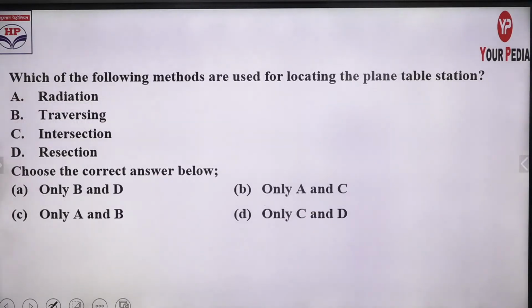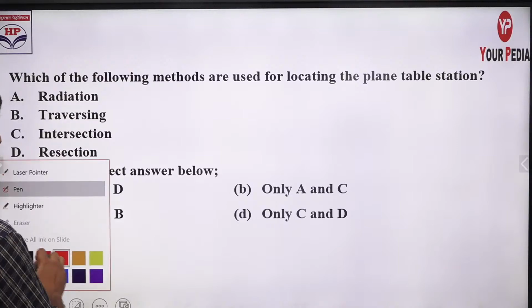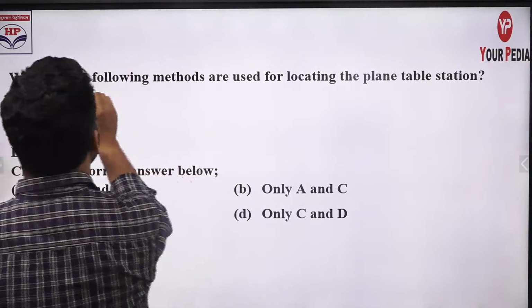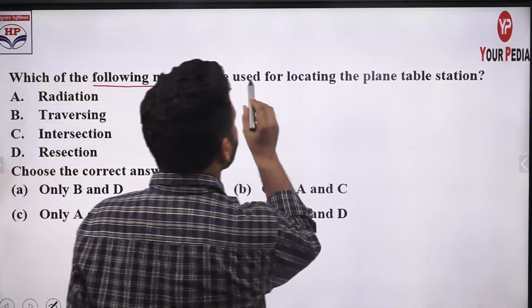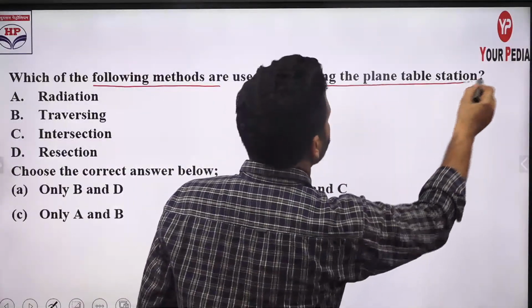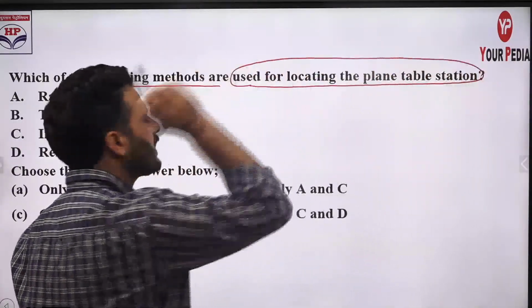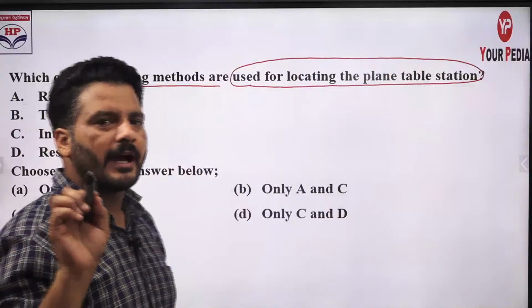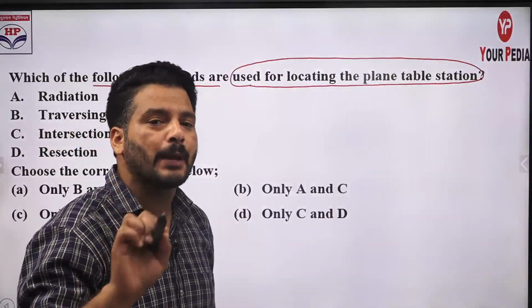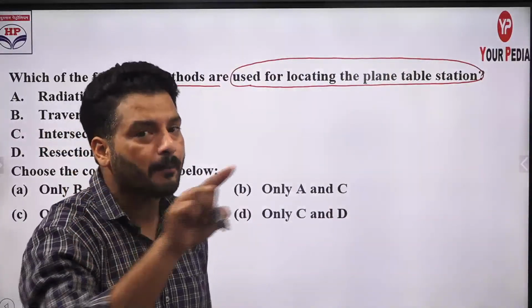So let's proceed to the next question. In the next question, which of the following methods are used for locating the plane table station? Pay attention guys. He is asking which method is used to locate the plane table station. The method adopted is to locate the plane table station, not to locate the point.